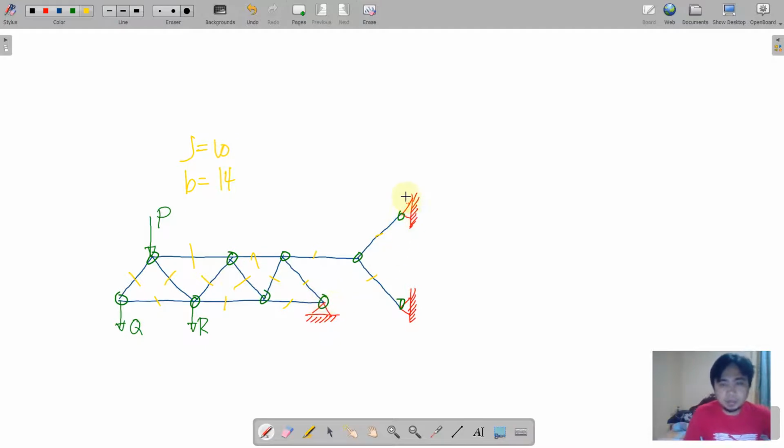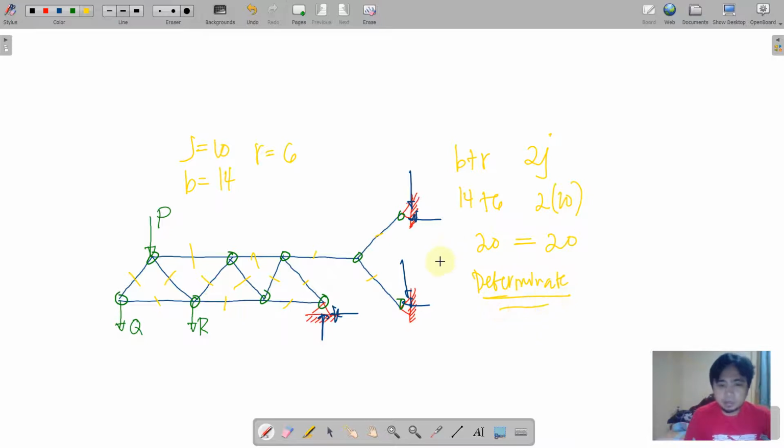And then for the reaction, obviously, we have 2 for each of these hinges. So all in all, we have a reaction of 6. So by applying now our criteria B plus R, compared to 2J, the number of bars is 14, R is 6. So 2 times the number of joints, 10. Therefore, this is 20 equal to 20. In this case, your truss is statically determinate. Okay? So that's it for our determinacy problem.